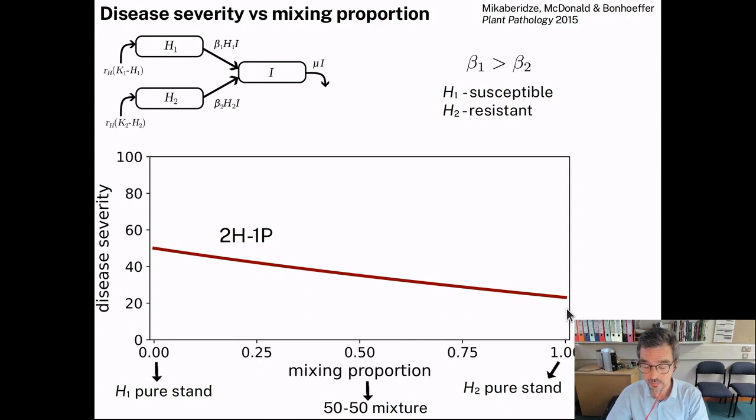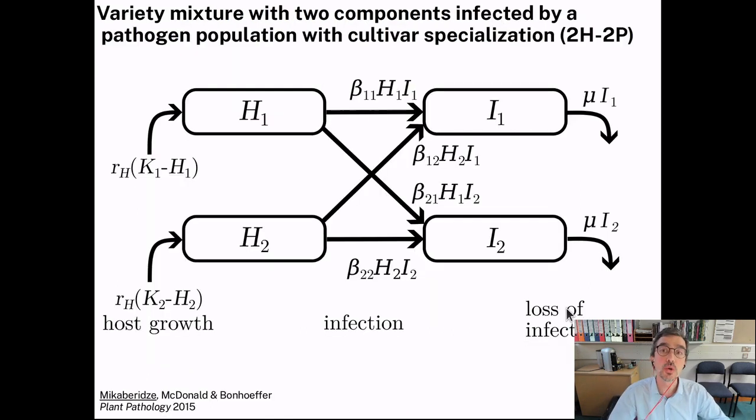Now, but we can also consider a more interesting scenario where we have two distinct pathogen subpopulations, I1 and I2, and each of them can specialize on one of the host cultivars, H1 and H2.